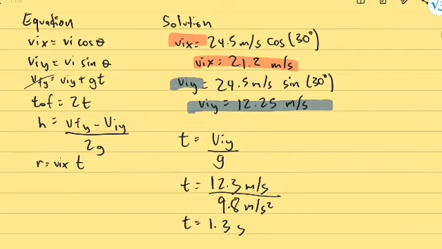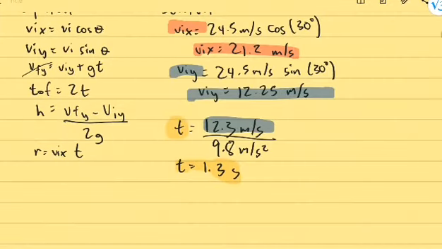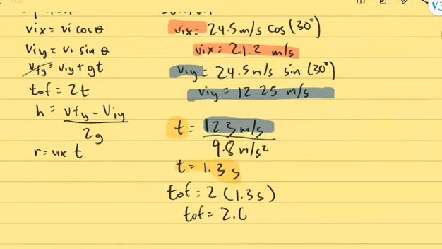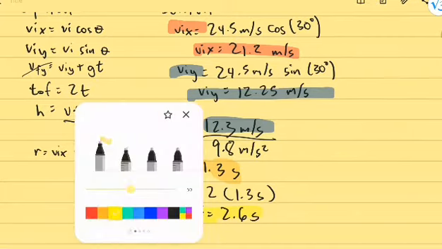So now, yung next na hinahanap naman is yung time of flight. And for time of flight, gagamitin natin itong formula na to. So, TOF is equal to 2 times the time, which is 1.3 seconds. So, TOF then is equal to 2.6 seconds. Yan yung time of flight natin. Okay.